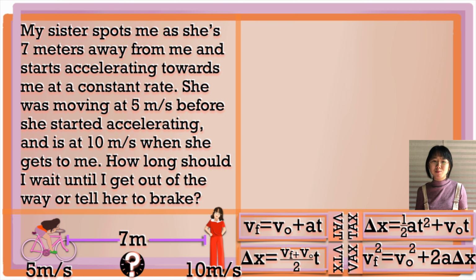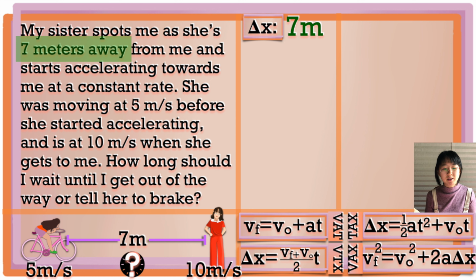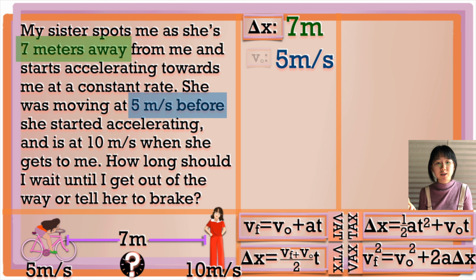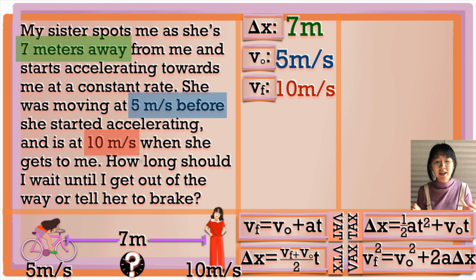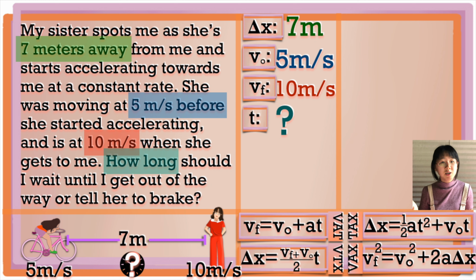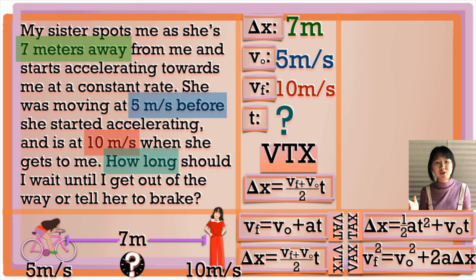Well, what variables can we see in the problem? We have 7 meters away, which is our displacement, 5 meters per second before accelerating, which is our initial velocity, 10 meters per second, which is our final velocity, and how long, which is time. Since the only variable that we aren't explicitly given is acceleration, we know to use our VTX equation, or final plus initial velocity divided by 2 times time equals displacement.